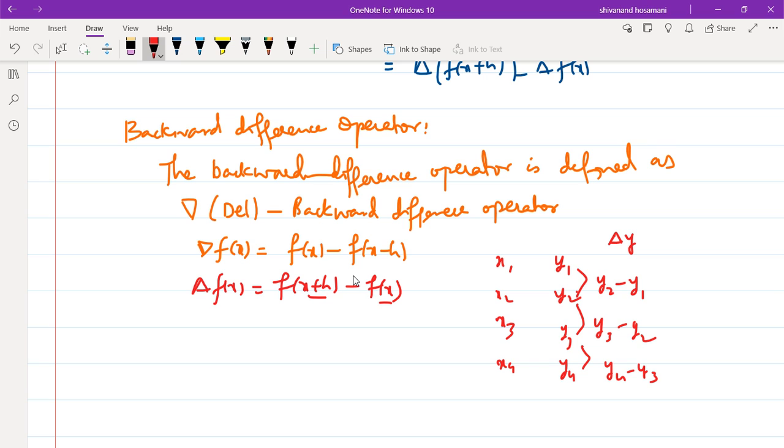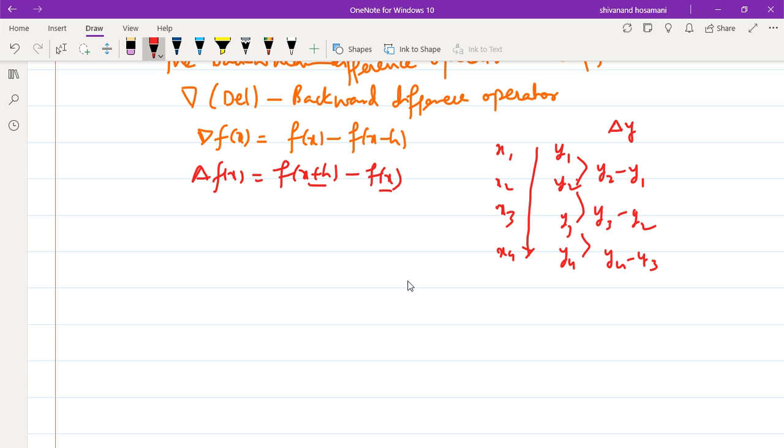So how do we do this backward difference table? We take the final one and we come in the reverse order. The forward difference goes in the direction from top to bottom. For backward we go from bottom to top. We shall see that now.